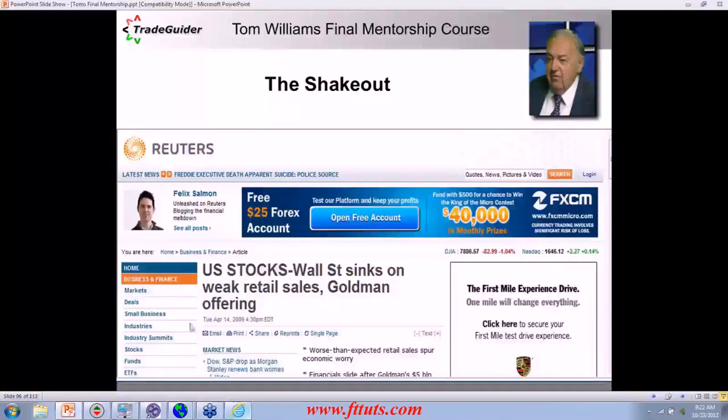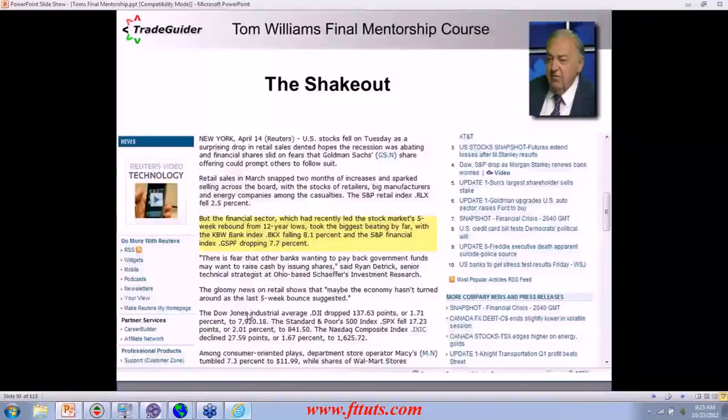What was the news? There it was on the same day. US stock, Wall Street sinks on weak retail sales, Goldman offering. But the financial sector, which had recently led the stock market's 5-week rebound from 12-year lows, took the biggest beating by far. Yeah, it did. And then it rallied. But they never tell you that. And it rallied massively.